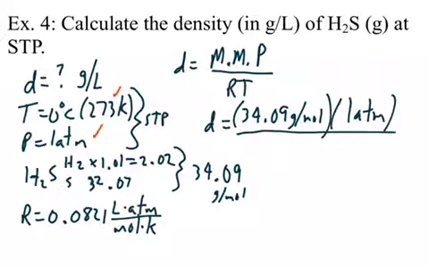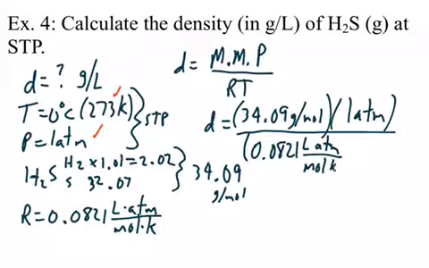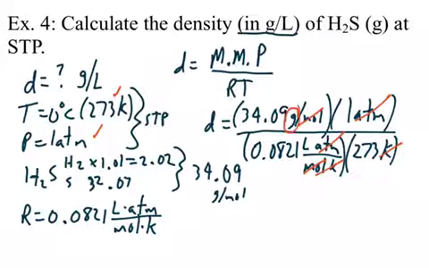Then on the bottom, we're going to put R over here, 0.0821 liter atmospheres over mole Kelvin. And then the only thing missing here is the temperature, which is 273 Kelvin. Again, watch how we get grams per liter. You can see the moles cancel, the atmospheres cancel, the Kelvins cancel. You've got grams on the top and liters on the bottom.